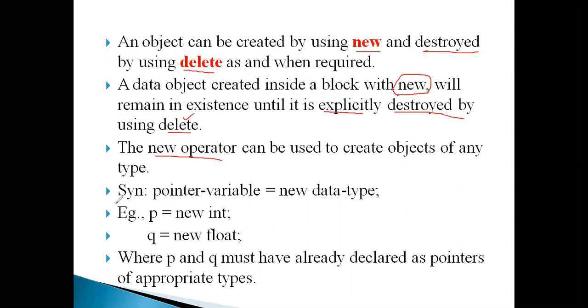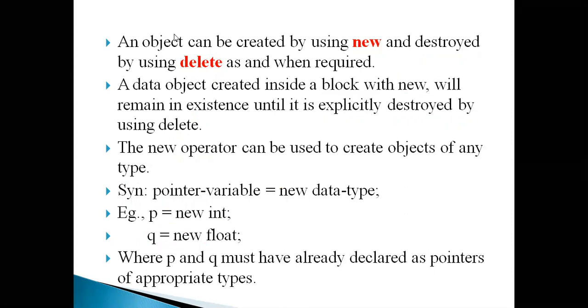Now look at the syntax, which specifies how to use the new operator: pointer variable is equal to new, that is the operator name, and then the data type. Look at this: p is equal to new int, q is equal to new float. Here p and q are pointer variables. With the new keyword, we are reserving the memory for the pointer variable p of integer data type, and for the pointer variable q of float data type. So this is the way we create the memory for the objects or for the variables.